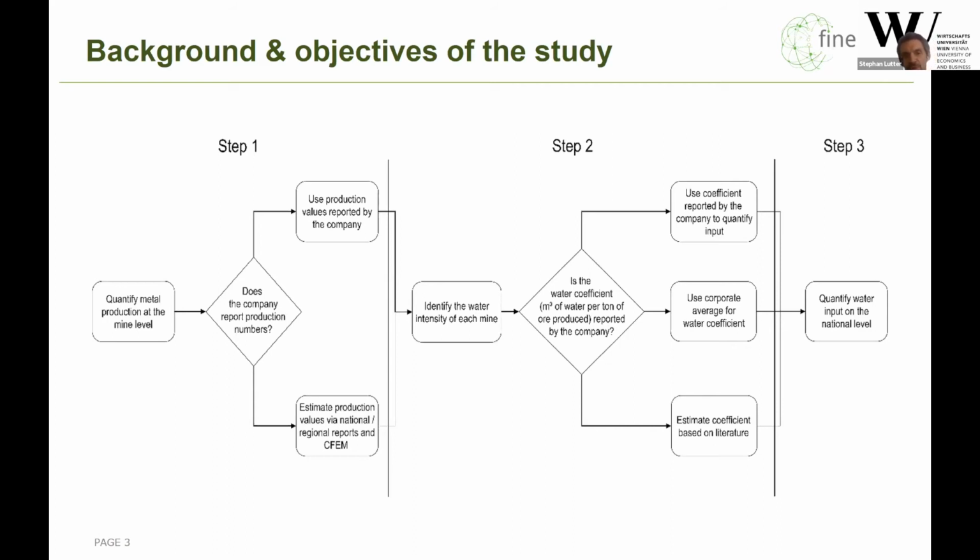Once we know how much is produced in each mine, we start identifying the water intensity of each mine. So how much water is used per unit of raw material produced. And here we take the same approach. We have a look at if there is a water coefficient reported by a company. If so, that's the best case, then we use that. If not, we look if the corporate is providing an average water coefficient for all its activities in Brazil. And if that's not the case either, then we apply coefficients taken from the literature. And as a final step, we multiply the production numbers with the coefficients and get an estimate for the water inputs at each mine site.